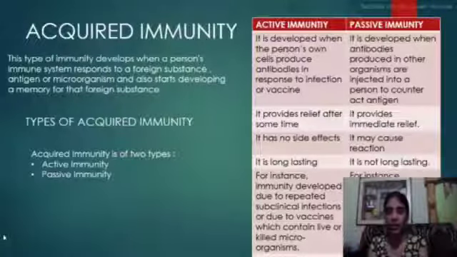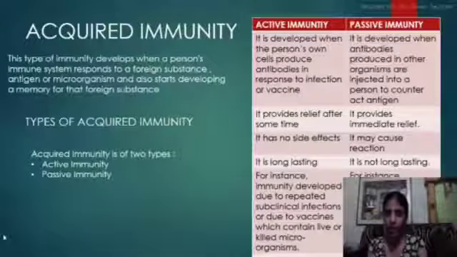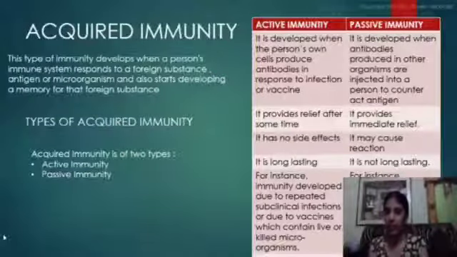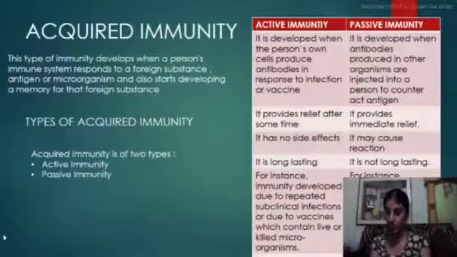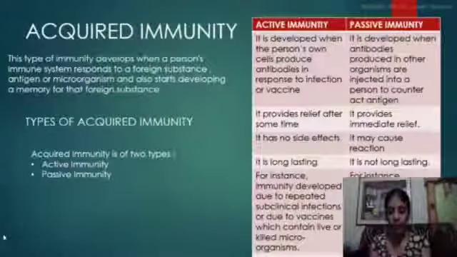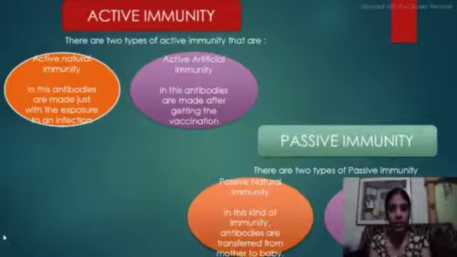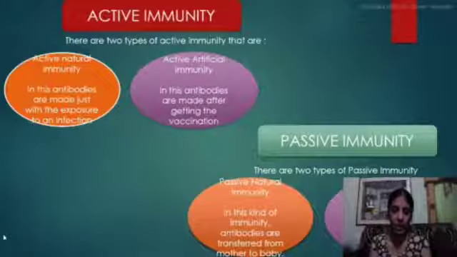As we can see in the table, active immunity is developed when the person's own cells produce antibodies in response to infection or vaccine. And passive immunity is developed when antibodies produced in other organisms are injected into a person to counter the antigen. So we have two types of active immunity, that's active natural immunity and active artificial immunity.